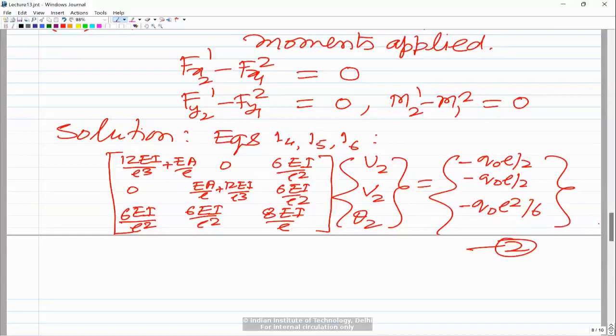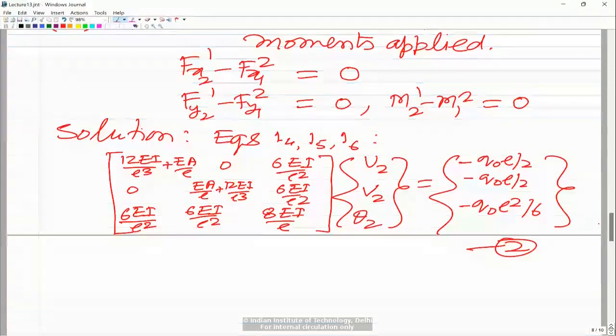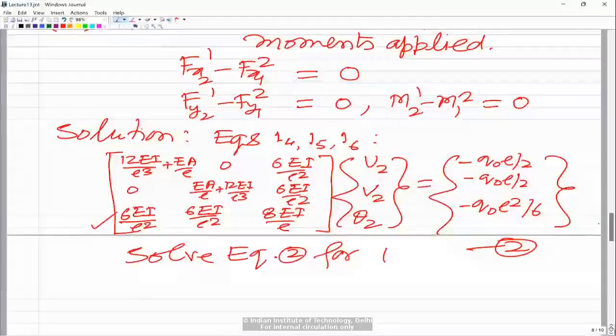So you will have to solve. What you can actually do is express u2 in terms of theta 2 from the first equation, and express v2 in terms of theta 2 from the second equation, and then substitute that in the third equation and solve for theta 2, and then you get u2 and v2. So that is how you will solve. So solve equation 2 for u2, v2, and theta 2.